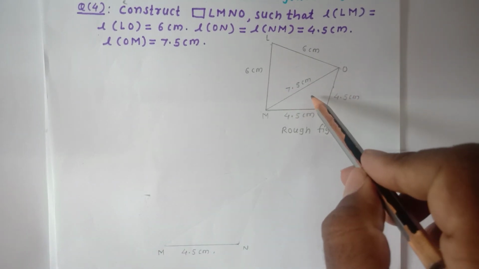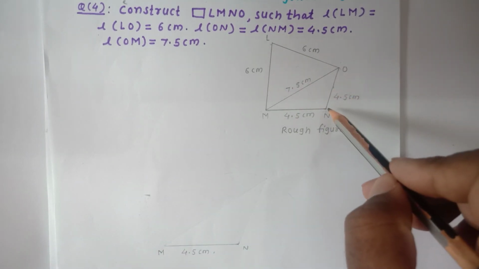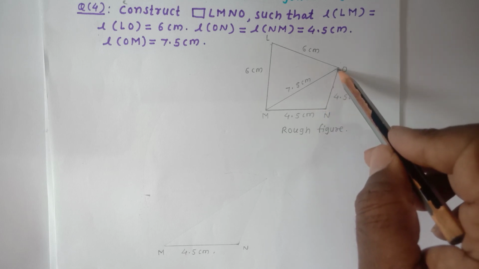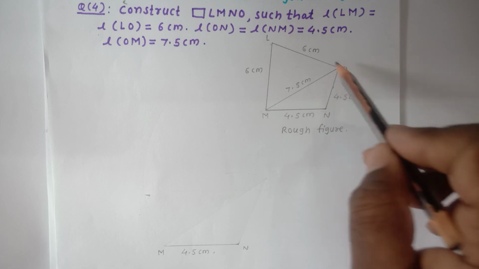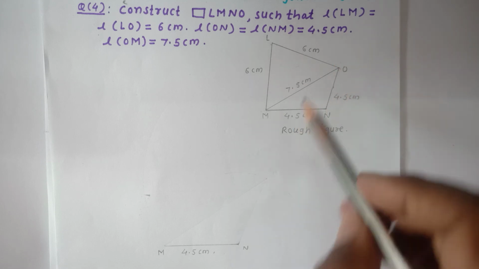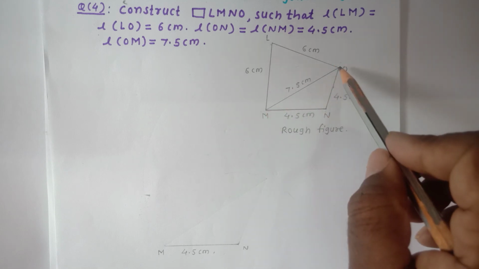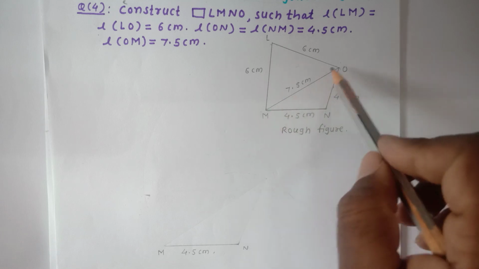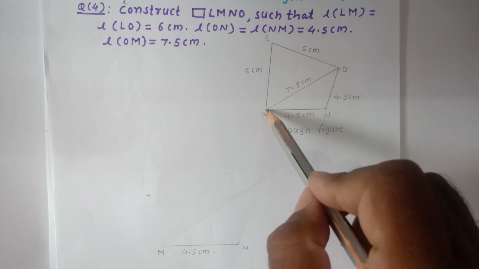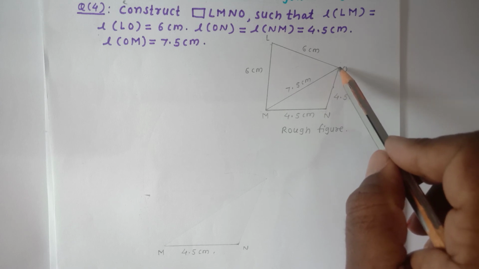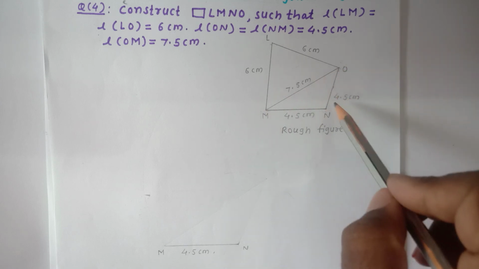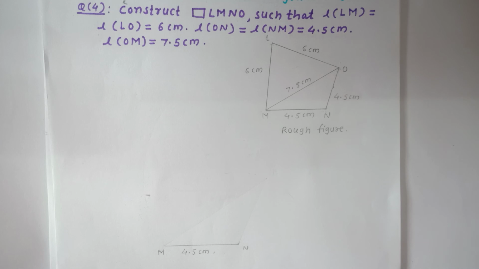In order to draw this triangle, take NO distance, that is 4.5 cm, put compass on N and draw one arc. Then take distance MO, that is 7.5 cm, in a compass, put compass on point M and draw this arc. So we get the point O and we can draw this triangle. This you have studied in the previous class.